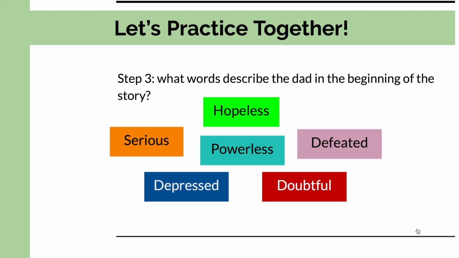So here are a few different words we could use to describe the dad in the beginning. Your job, again, is to go and try this on your own for the middle and the end of the story and see if some of these words start to change. Does hopeless become hopeful? Does powerless become powerful? Does depressed start looking like happy? Does defeated start feeling or looking like winning? Does doubtful start becoming prideful or proud? And does serious change to curious or thoughtful? These are some of the things you should think about.